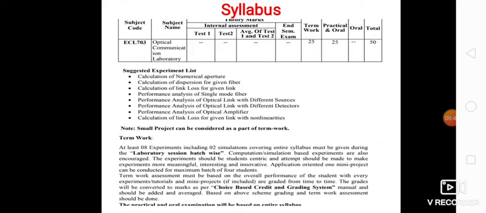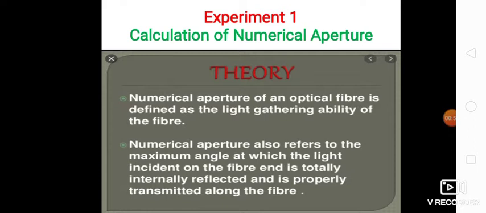Now how term work will be calculated? At least 8 experiments including 2 simulations covering entire syllabus must be given during the laboratory session batch wise. And apart from term work, the practical and oral exam is also there, and it will be based on entire syllabus. Let's start our experiment number 1.